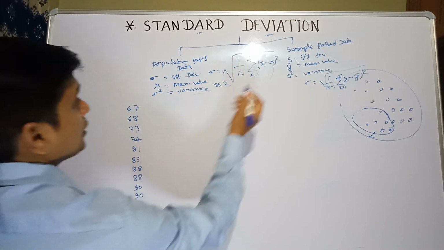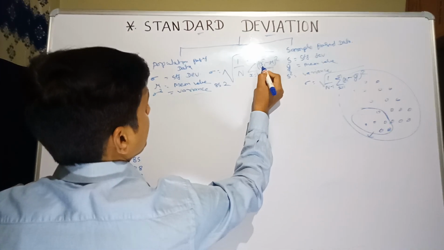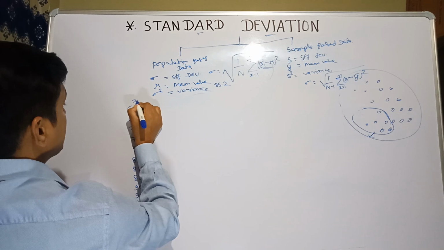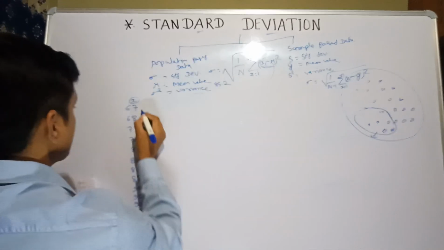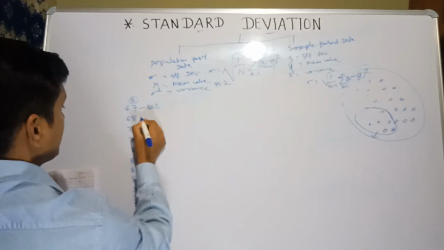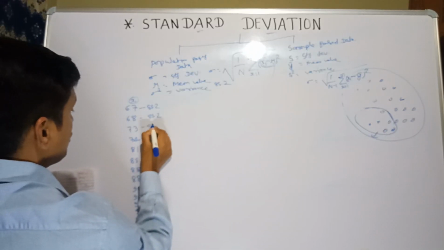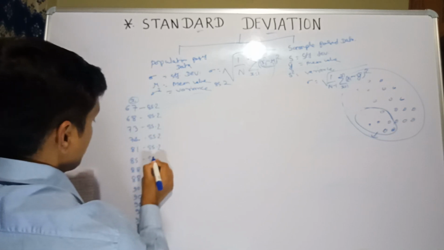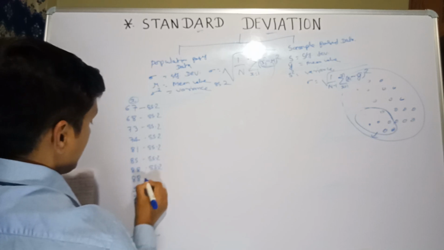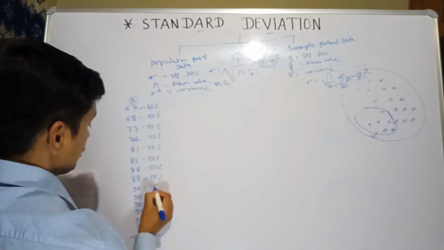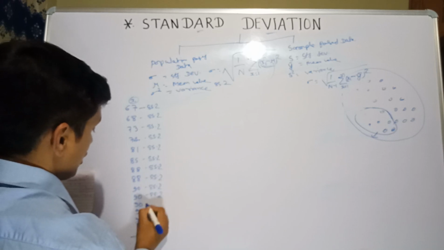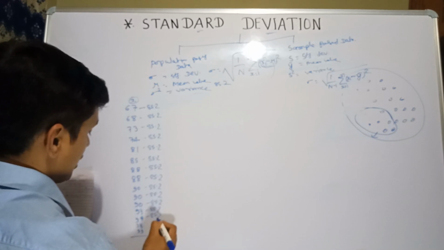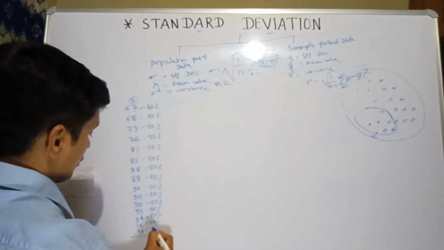Now we have to find the difference between your data point and your mean value. So first of all, 67 is your xi point, that is called the data point, and mu is the mean value. So we subtract 85.2 from each data point, and last 85.2.